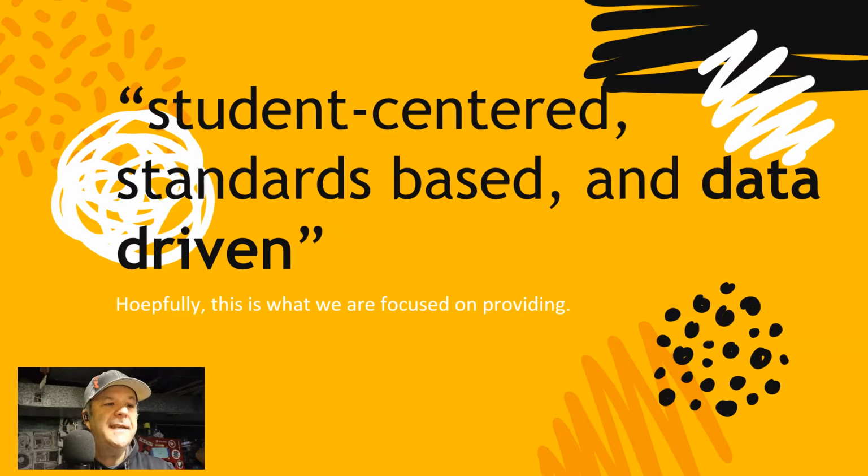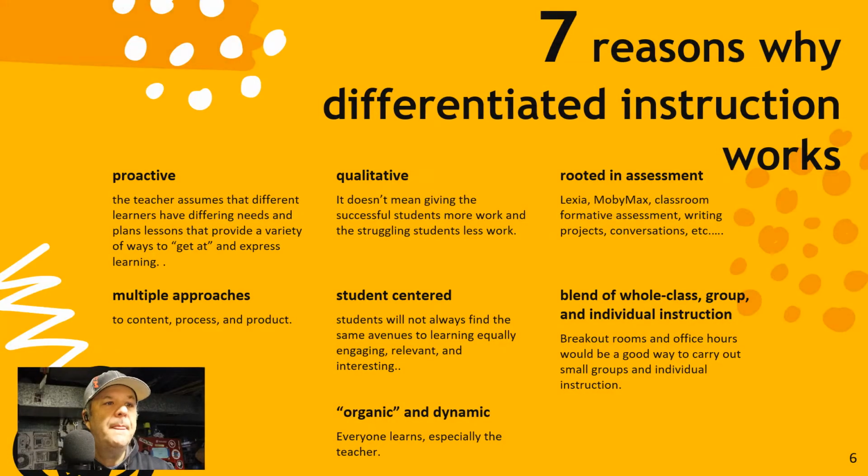There are really seven reasons why differentiated instruction works. The first one is that it's proactive. The differentiated classroom is proactive. The teacher assumes that different learners have different needs, and she or he proactively plans lessons to provide a variety of ways to get at and express the learning that they need to get to the kids.